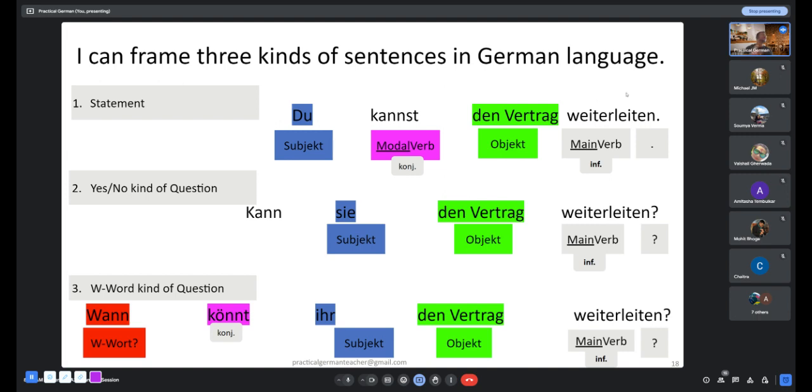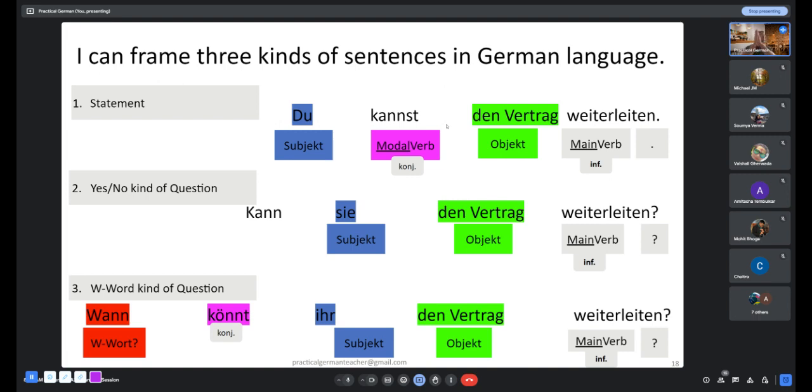You don't have to change anything else. The main verb remains as it is. You don't have to use its past tense, you can use it in present tense. But the moment you use the Präteritum of the modal verb, the sentence becomes past tense. So many benefits. So du kannst den Vertrag weiterleiten. This is an important point. This is what you're supposed to learn.